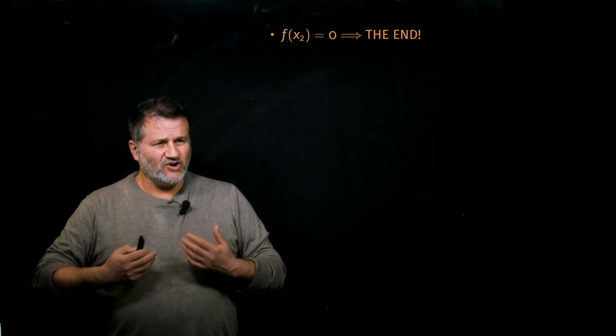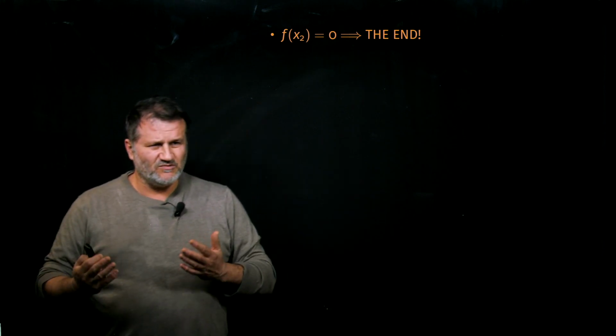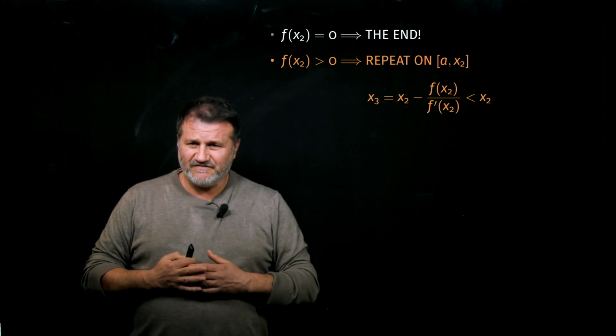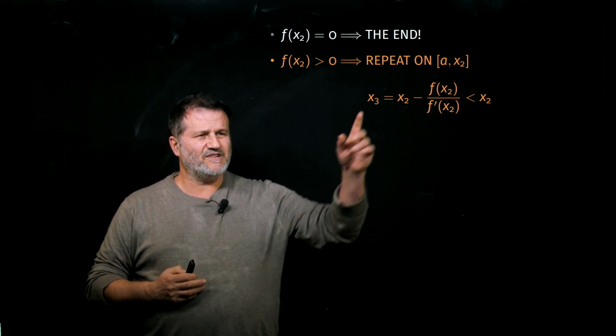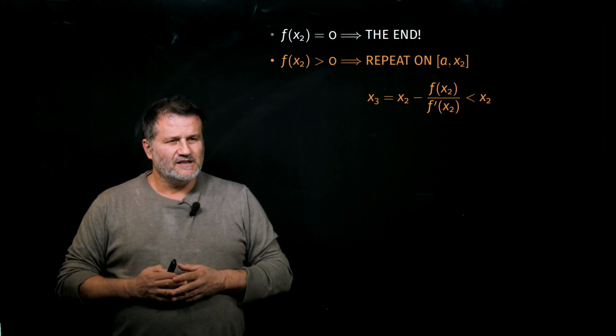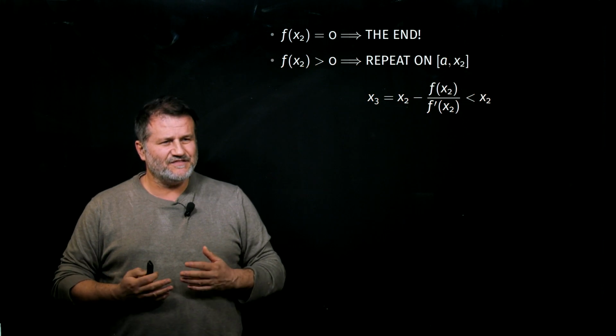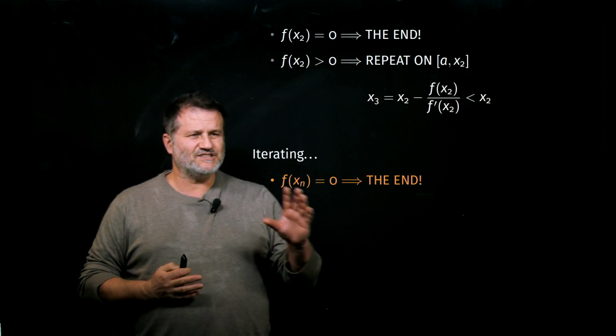Now what we do, we compute the value of f at point x2. Either we get 0, so we finished, or we get a positive value. And then we continue on the interval [a, x2], and we will get a point x3, etc. So iterating this method, what happens? After n steps, we have the following alternative.